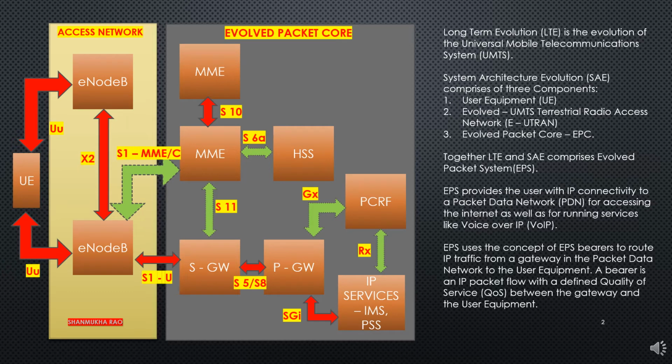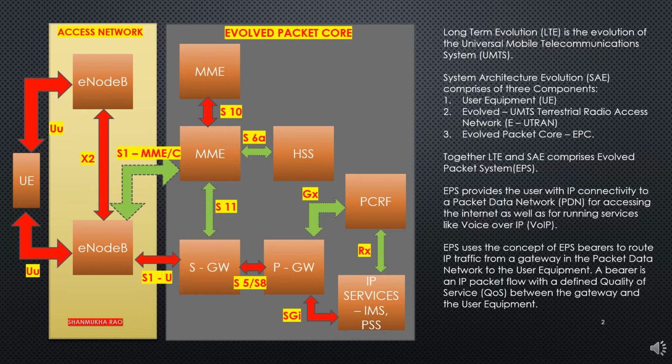Long-term evolution, LTE, is the evolution of the Universal Mobile Telecommunications System, UMTS. System Architecture Evolution, SAE, comprises three components. First is User Equipment, UE. Second is Evolved UMTS Terrestrial Radio Access Network, EUTRAN. And finally third is Evolved Packet Core, EPC. When we combine LTE and SAE together, it comprises the Evolved Packet System, EPS.